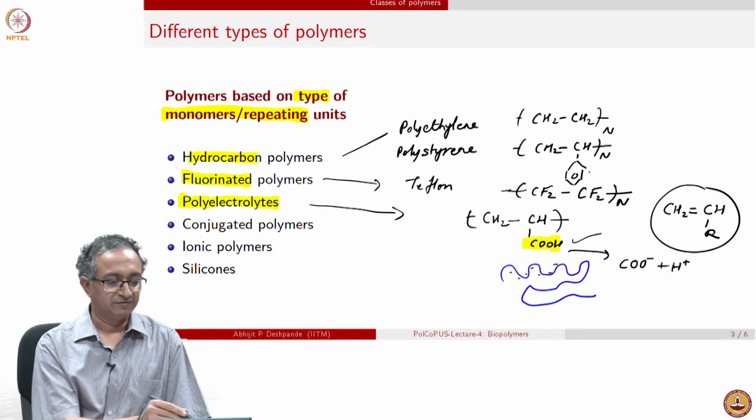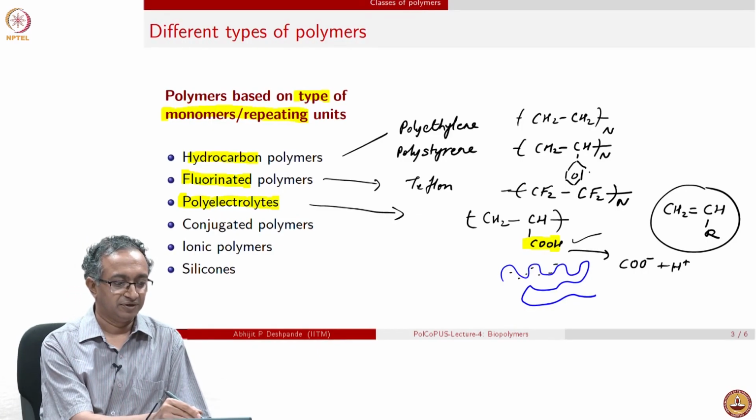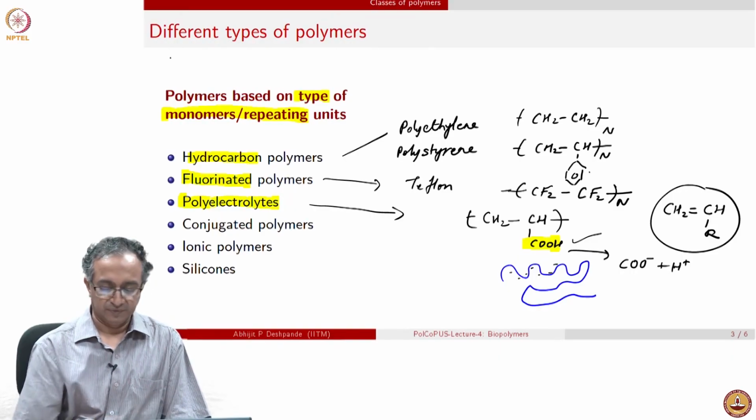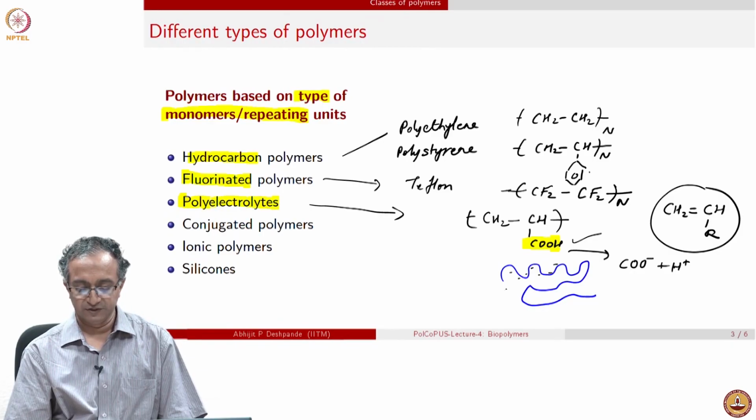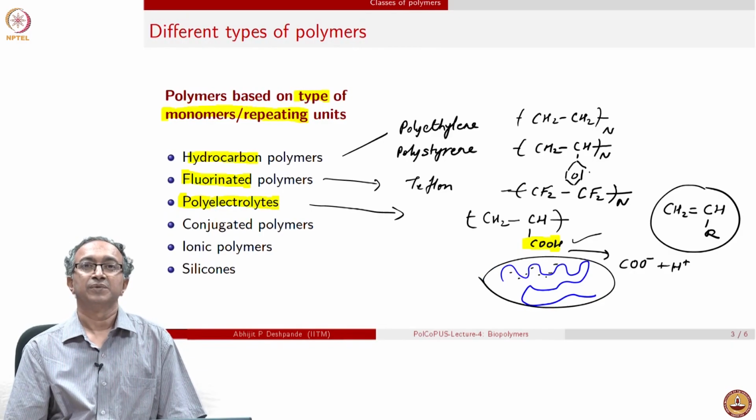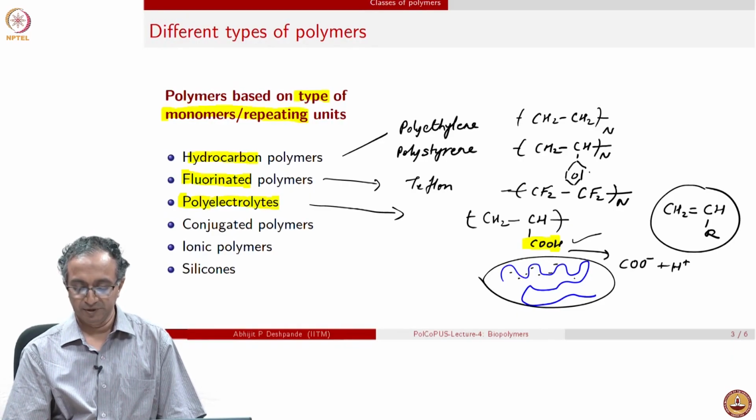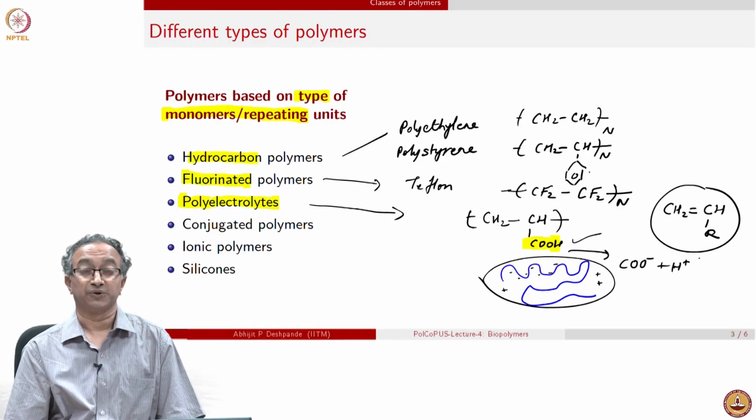So basically, whenever we put this particular species in water, what we will have is water molecules which are surrounding, and then negative ions which are there on the polymer chain, and then there will be positive ions which are the counter ions, which is nothing but proton. So this is an example of a polyelectrolyte.